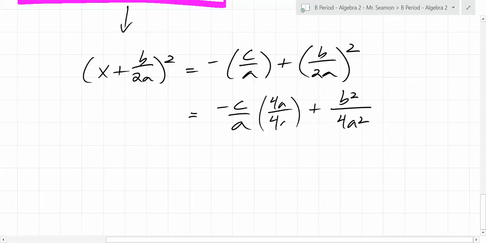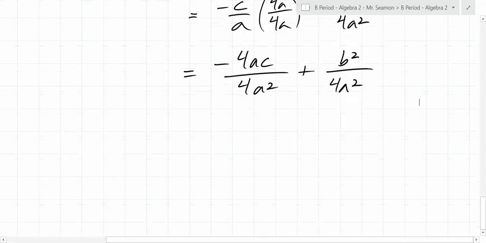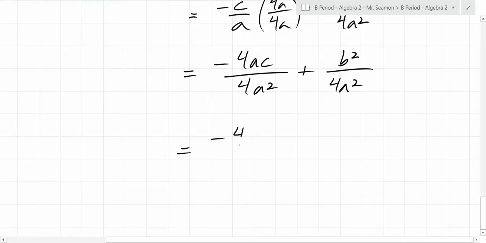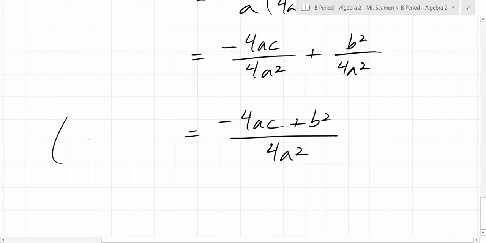Over 4a. So what does this become? Negative 4ac over 4a squared plus b squared over... Oh, do we have a common denominator now? So what do we have? And the only reason we did that is we didn't like having two fractions, right? Did we do anything to the right-hand side? Not yet. Well, not yet. We will. We just brought that down.